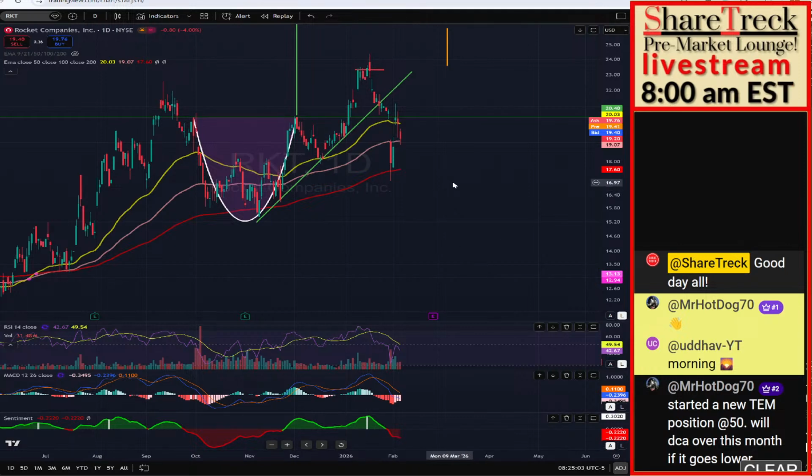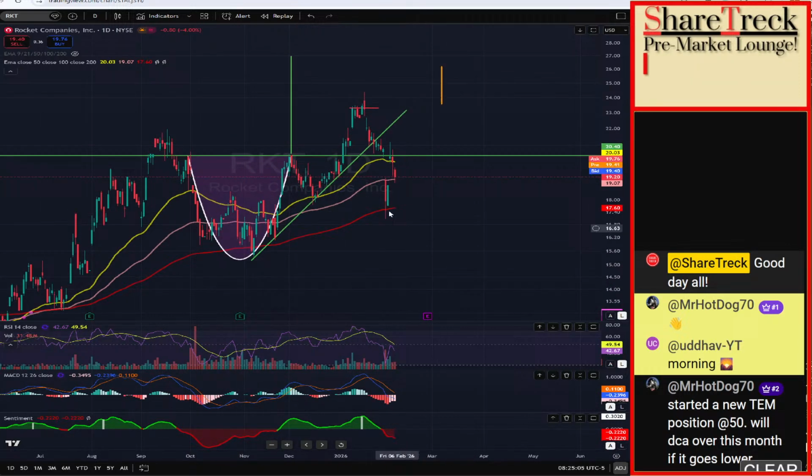Rocket is up 1.09%, still a long way from profitability in my portfolio. Resistance at 20.03, which is the 50-day exponential moving average. Support at 19.07, which happens to be the 100-day exponential moving average.